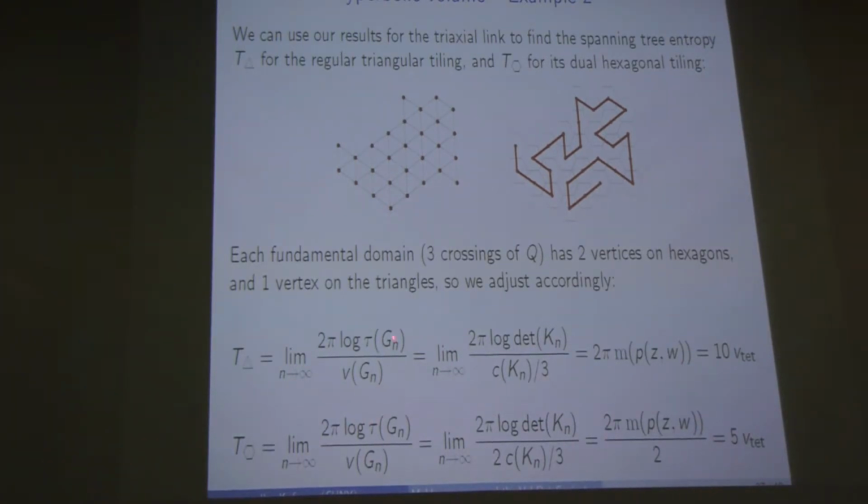And so 2 pi times the spanning tree entropy gives us exactly the quantity we were looking at before with this adjustment. We have to divide by 3. And so we get 2 pi times the Mahler measure of that P of ZW, which is 10 vtet. So that's the spanning tree entropy for the triangular lattice. And for the hexagonal lattice, the adjustment here is 2/3, and so we get 5 vtet. So once again, we're seeing a growth process where the number of spanning trees, this exponential growth rate, is given by a hyperbolic volume. This hyperbolic volume is different in this case.